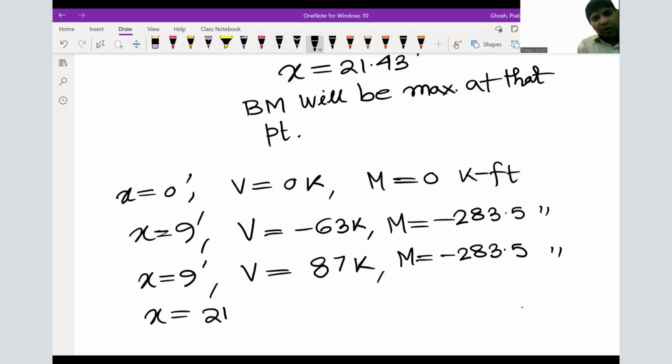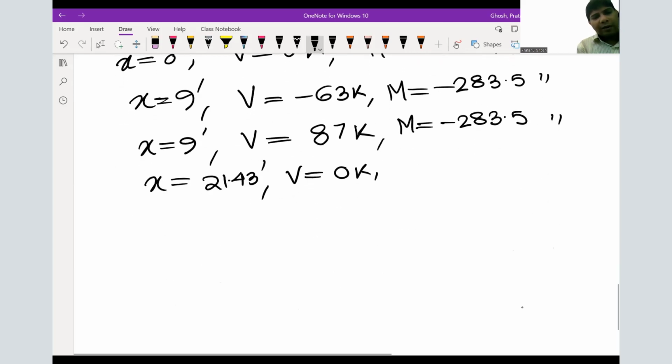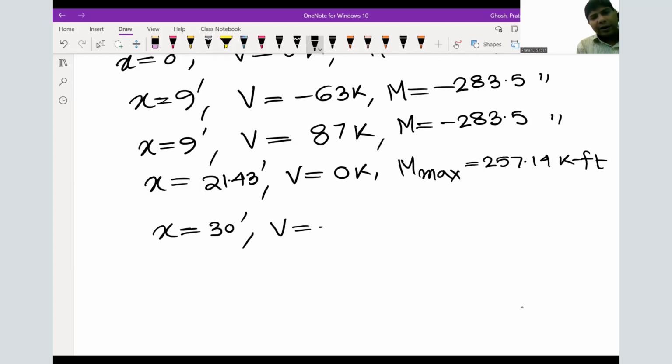Keep it. Then we have x equal to 21.43 feet. V becomes 0 and M becomes maximum, let's call it M max, 257.14 kip-feet. And then finally x equal to 30 feet. What are we going to see? V equal to negative 60 kip and M will be 0 again, external roller. So we got all values. So once you get all values, next step will be the diagram.